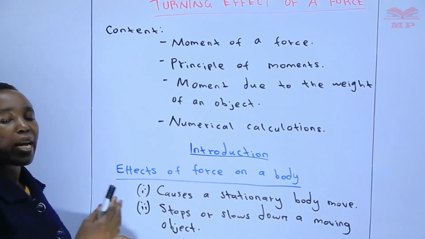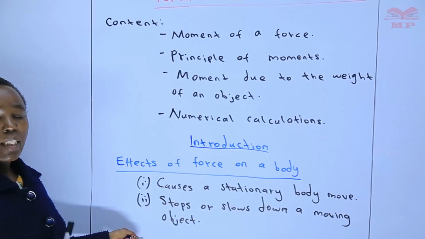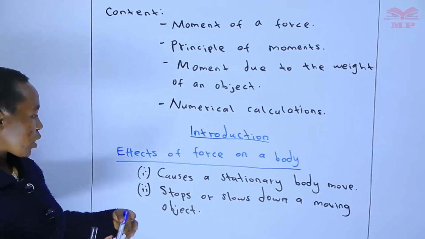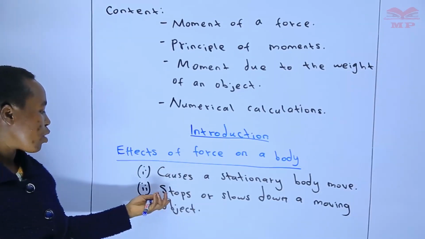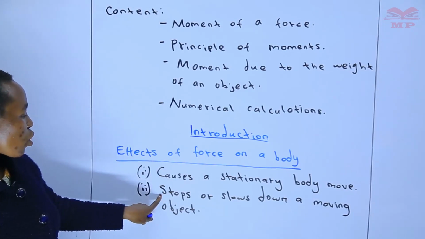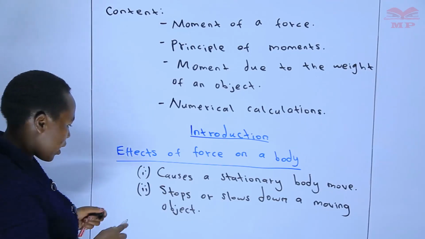For example, when you are running and maybe there is an obstacle ahead of you, it will lead to slowing down. So it will act as a force. You will slow down or even end up stopping. So we can say that force also stops or slows down a moving object.